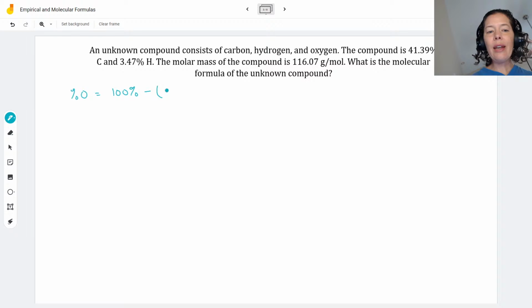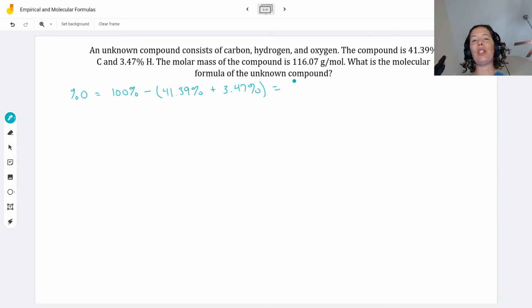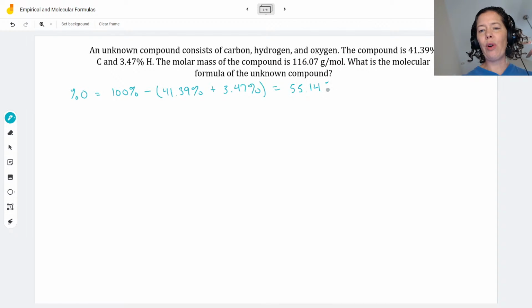So we will add our 41.39% for carbon plus our 3.47% of hydrogen. Again, subtract that from 100%, and that will tell us what percentage is oxygen. And this is a very, very common thing that a lot of problems won't give you the final percentage of whatever your last element is, and you just have to subtract from 100. Okay, so if we do this really quick math, we figure out that oxygen is 55.14%.